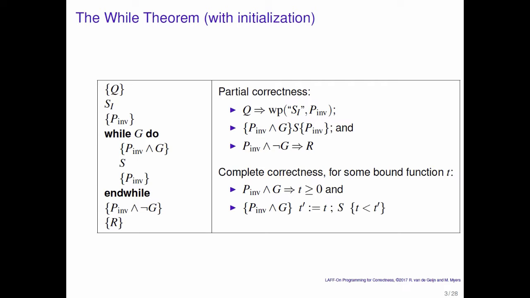In a lot of our algorithms we're going to have an initialization step, S sub I, and then the theorem changes slightly. Then you want to prove that Q implies the weakest precondition of the initialization command, leaving you in a state where the loop invariant holds.